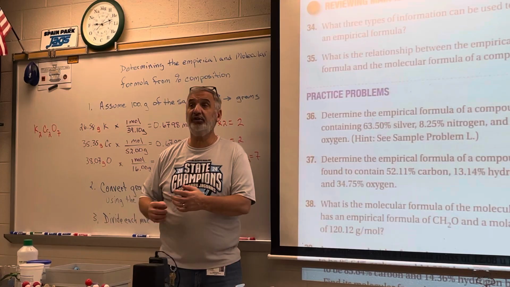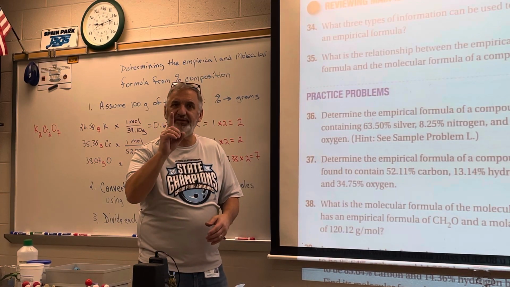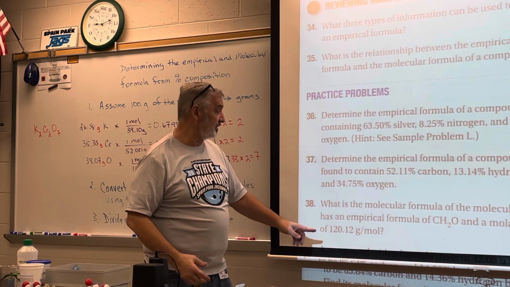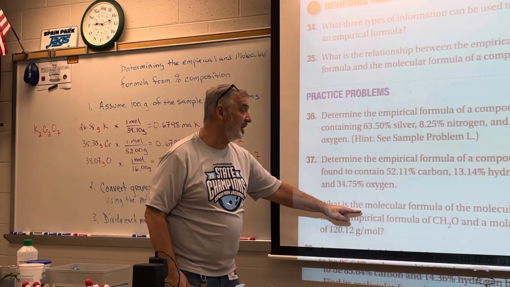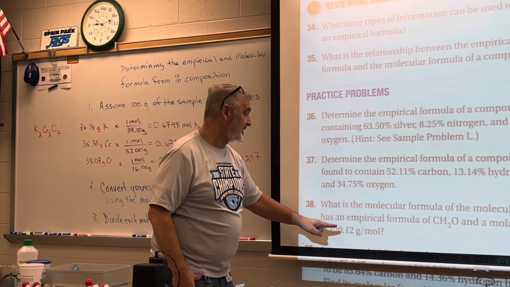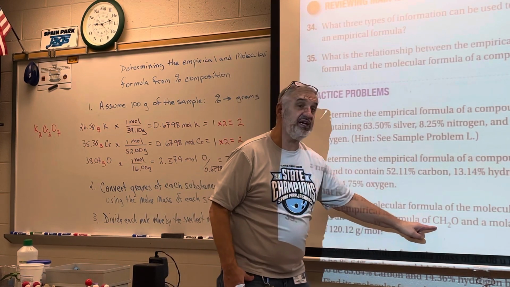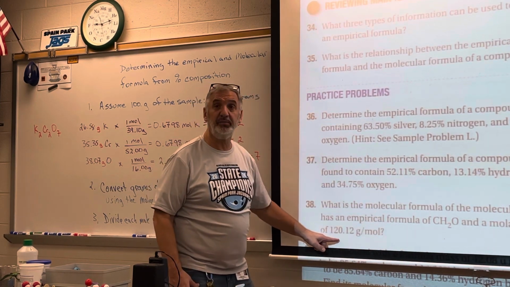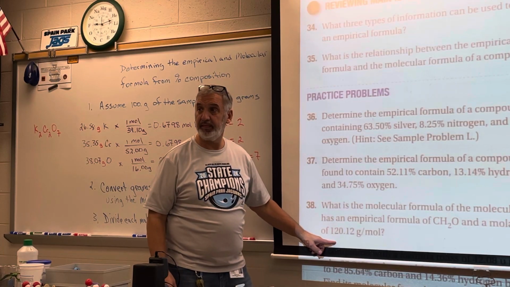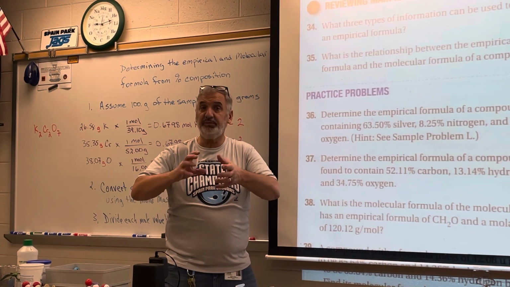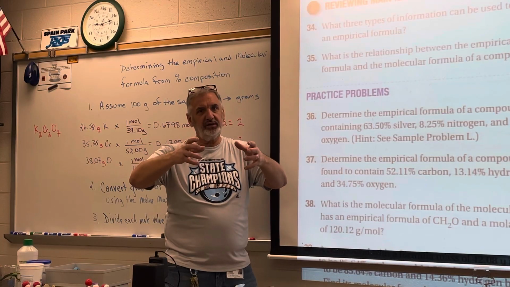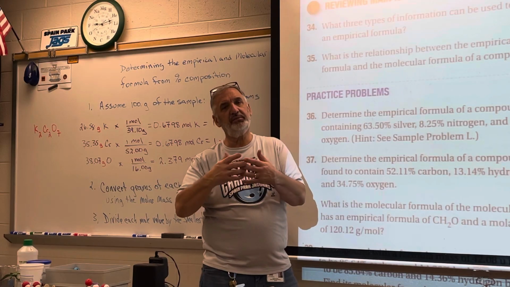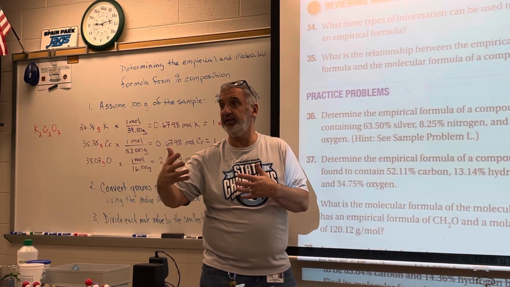But sometimes to go to the molecular formula, we need one more bit of information, the molecular mass, the mass of the actual molecule. So when we look at a problem like this, what is the molecular formula of the molecule that has an empirical formula of CH2O but has a mass of 120, so the molecular mass is 120? Well, it's always going to be some multiple of the empirical formula. You're never going to have parts of atoms. So the molecular formula is always going to be a multiple of the empirical formula.